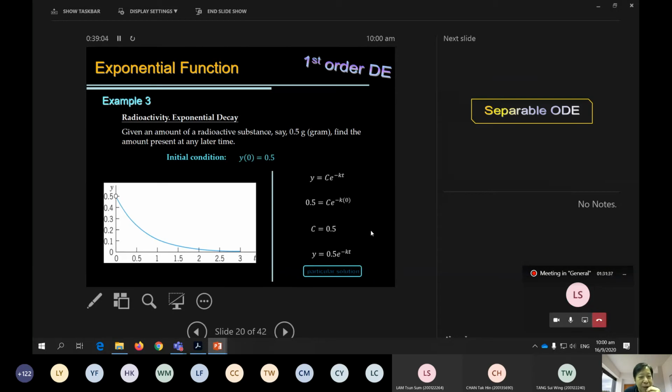In radioactivity, exponential decay, this is the answer. With the diagram, of course, you can put it on the left hand side like this. So it indicates the change of the radioactive substance as time goes by.